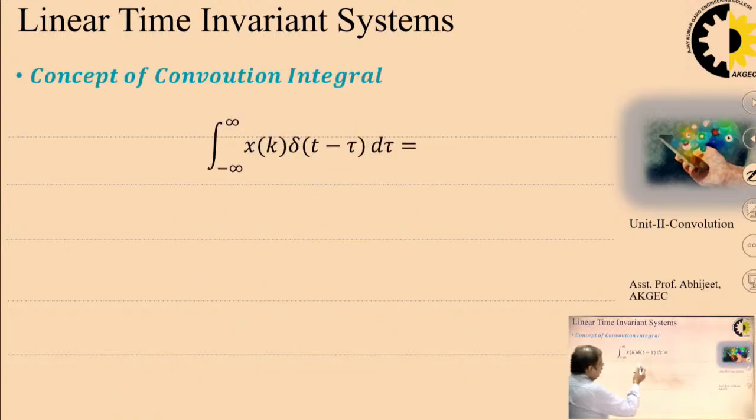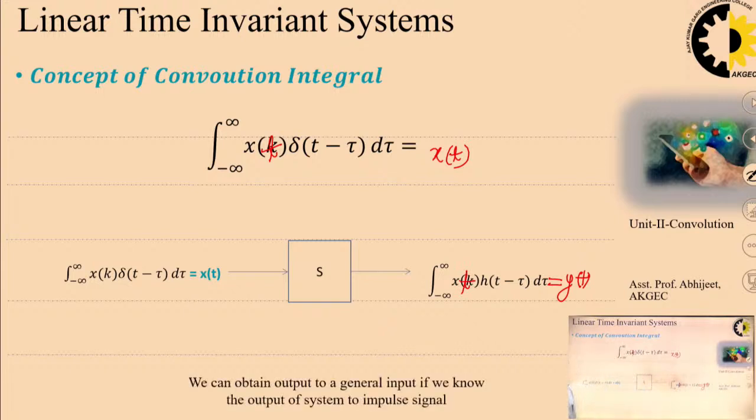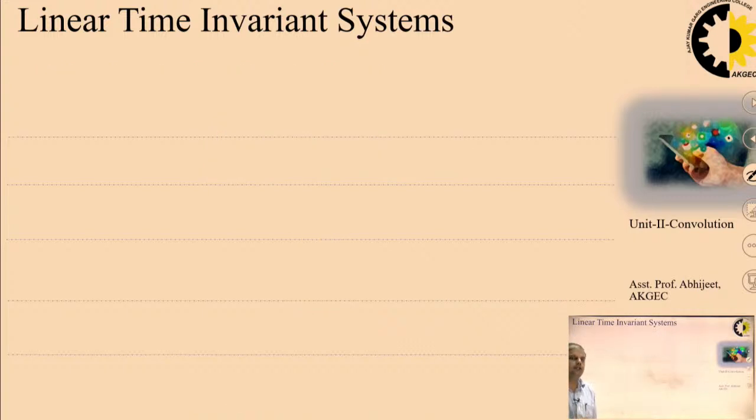If you look at the input now, this is basically nothing else but x of t. If the input is x of t, the output is this convolution integral, which means to say that the output to any input x of t can be evaluated by using this integration process. This is called convolution integration, which we will look at in subsequent slides. And why this LTI system is important is because to any general input we can evaluate the output of the system.